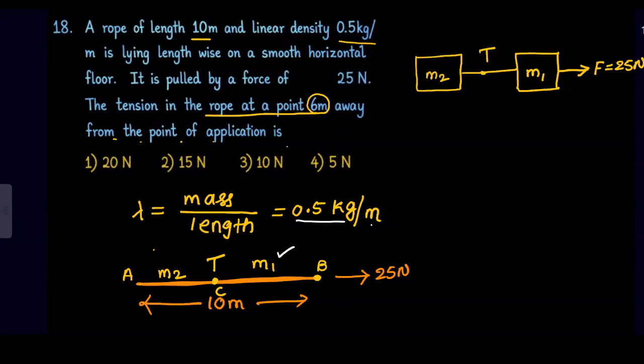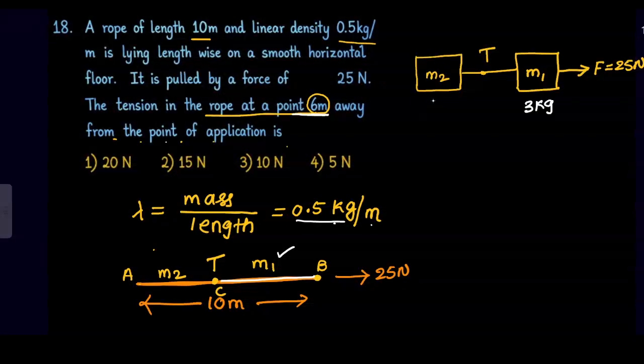They are not asking for the midpoint, they are asking for some location, 6 meters away from the point of application of force. That means from here to here is a length of 6 meters. For 1 meter 0.5 kg, for 6 meters how much mass? So M1 is 6 into 0.5, that is 3 kg.